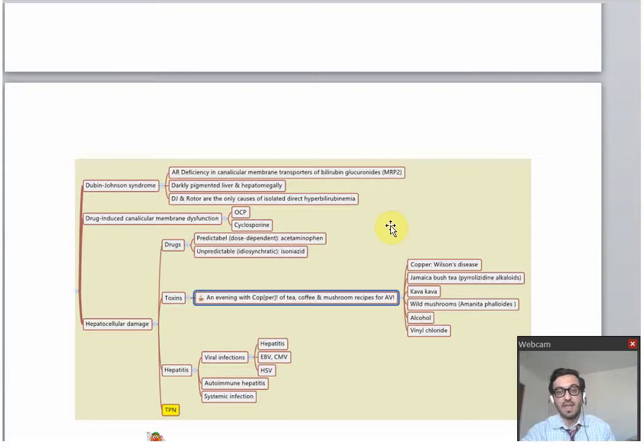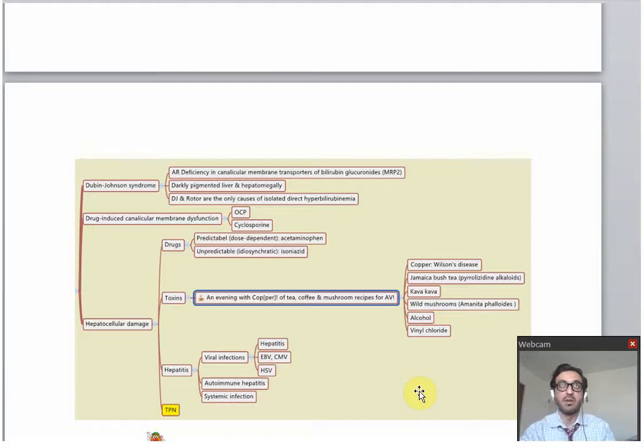And on top of that, we have some hepatotoxins, any condition that causes hepatitis, including viral and non-viral, such as autoimmune hepatitis, and finally we have TPN. Never forget the toxins associated with hepatocellular damage. It's in copper excess, like Wilson disease, kava, Jamaica bush tea, and alcohol and vinyl chloride. All these can cause hepatocellular damage and cause the conjugated hyperbilirubinemia, but also hyperbilirubinemia of unconjugated type.